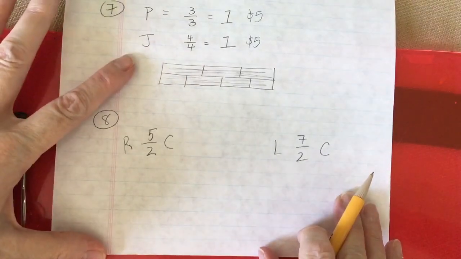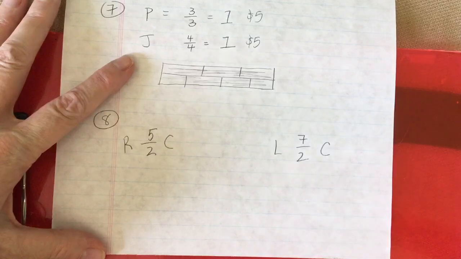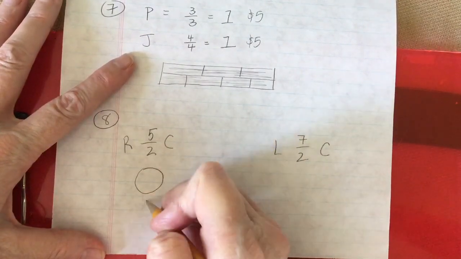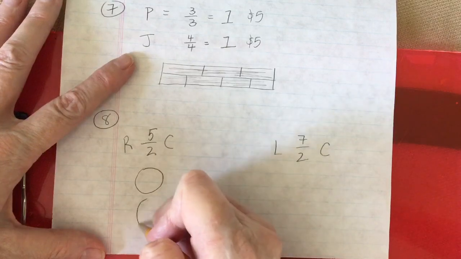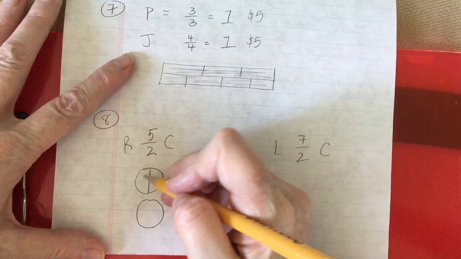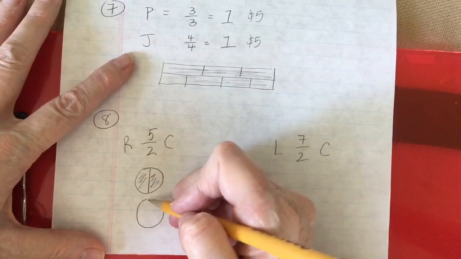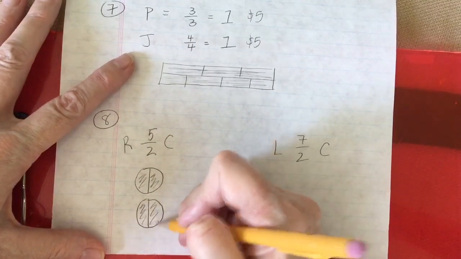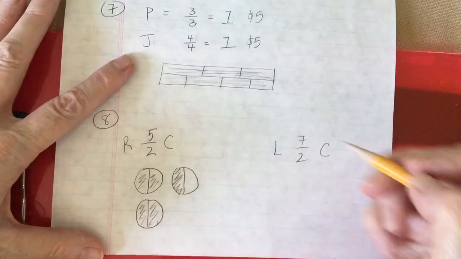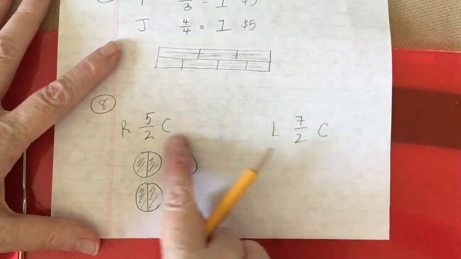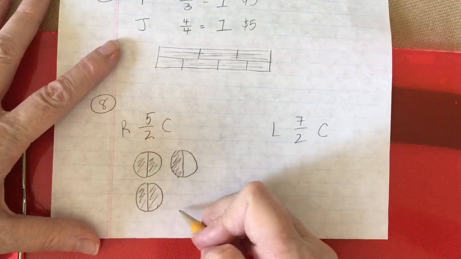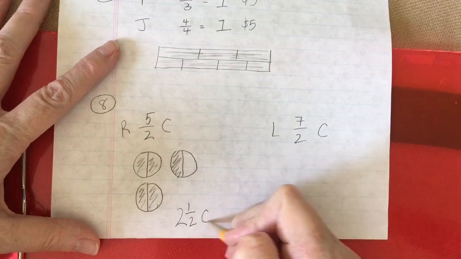So for the purposes of this, I want you to be drawing circles. And we're going to cut them in half because the denominators say 2. So 1, 2, 3, 4. Remember, these circles are exactly the same, right? Now we're going to write our mixed number. This is 1 whole, 2 wholes, and a half. So this is 2½ cups.